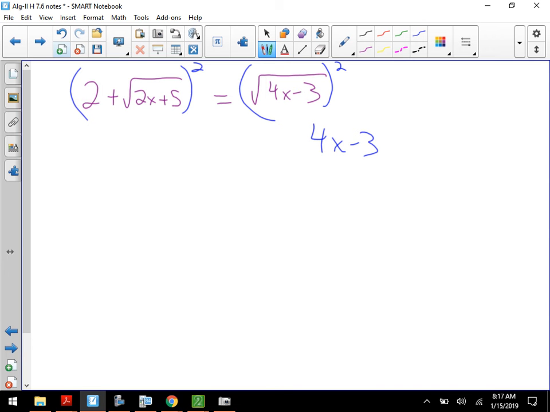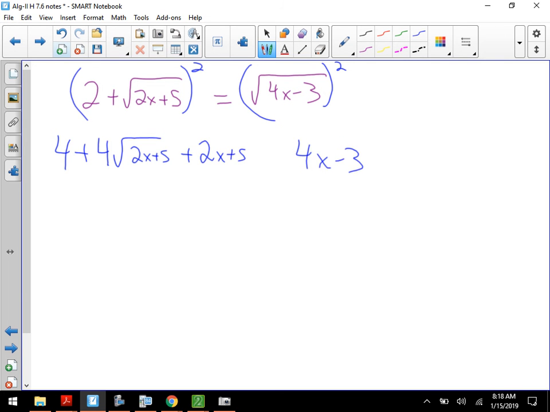Here, we have to FOIL it out. First term squared, multiply the two of them together, double it, last term squared. 4 plus 4 root 2x plus 5 plus 2x plus 5. Okay, FOILing that out.